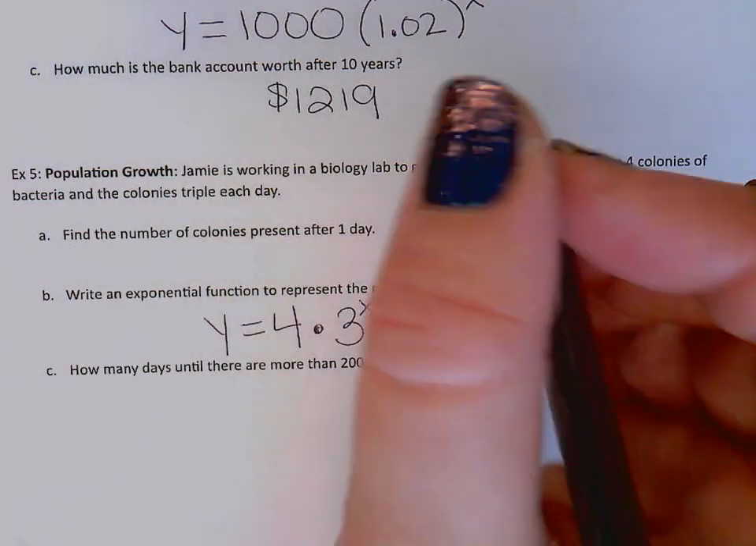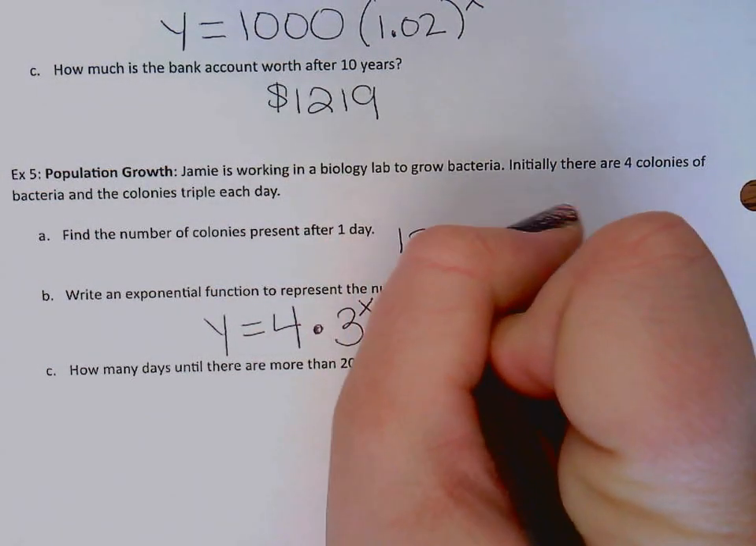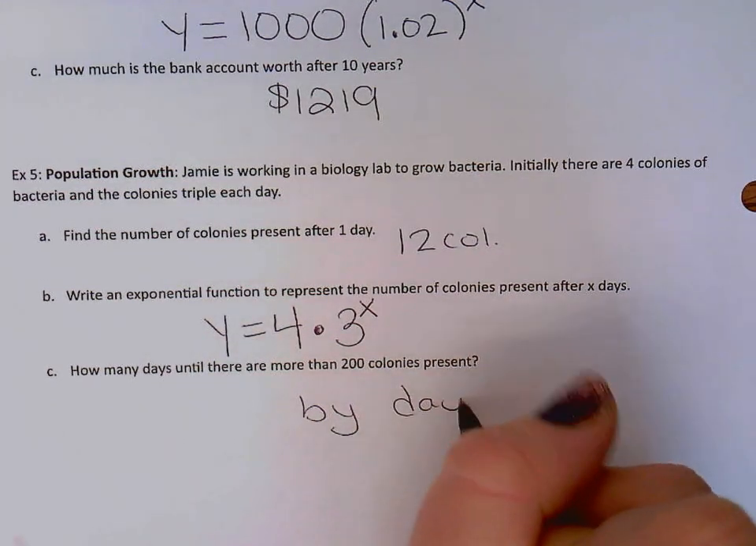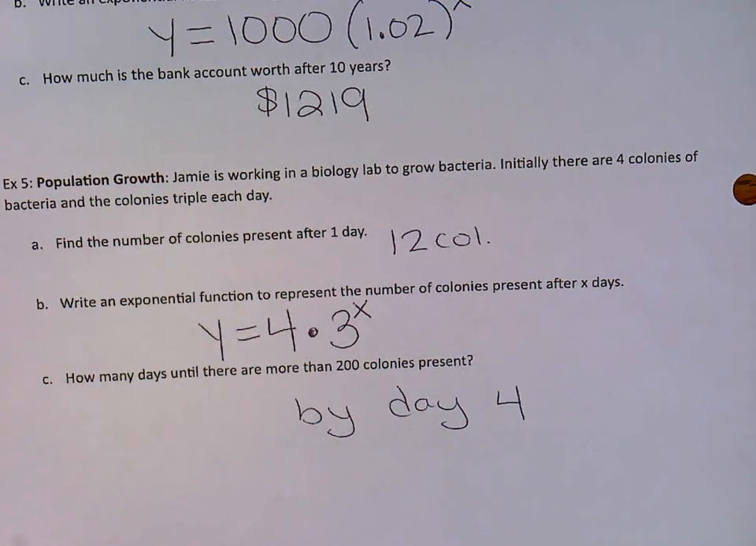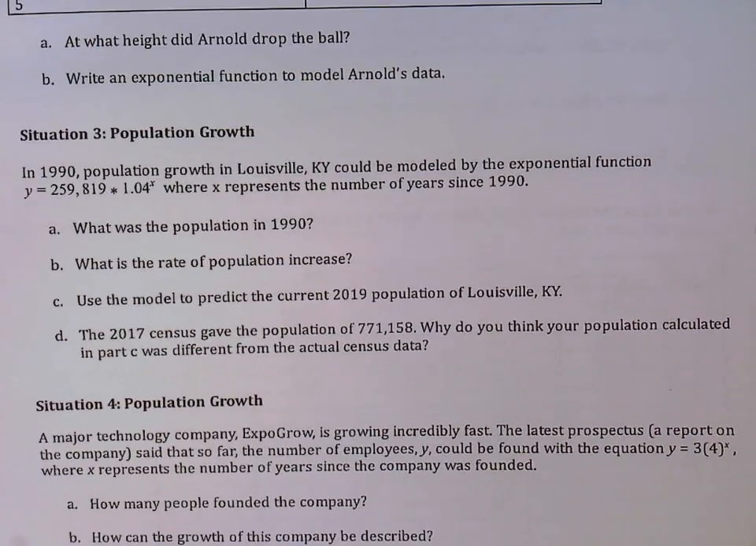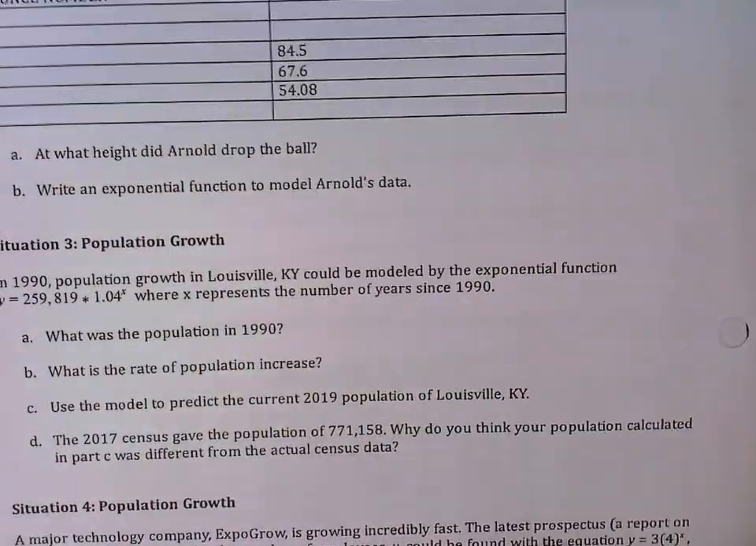Let's see, did you get 1 day? It would be 12 colonies. I said by day 4. Does that sound right? Okay, so if you can do those problems, you should be able to do these situations 2, 3, and 4. So I'd like you to try them and then we can check our answers.